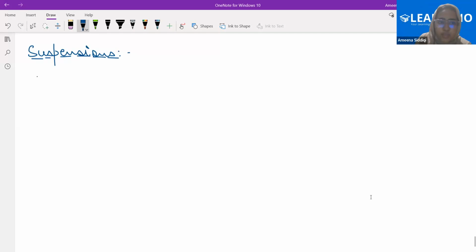So the first property of a suspension, bachcho, is this a homogeneous or a heterogeneous mixture? Heterogeneous. Very good.